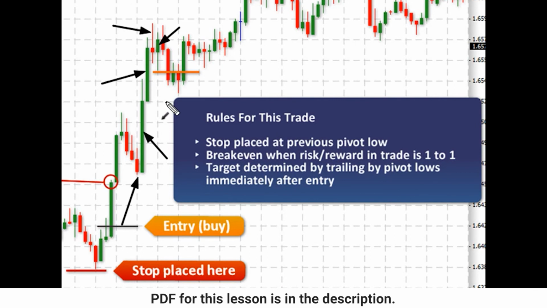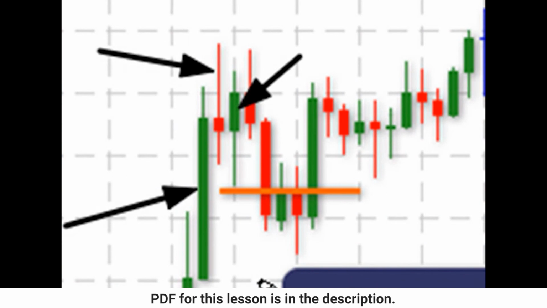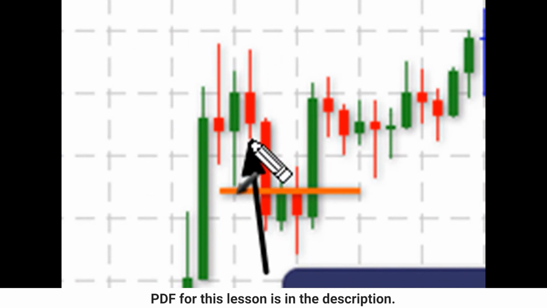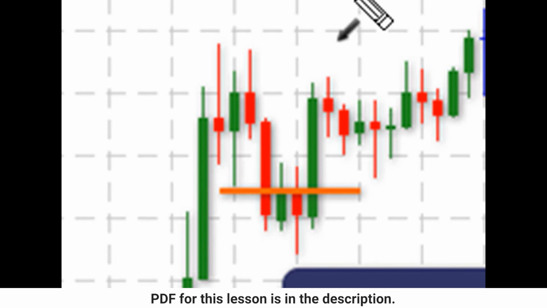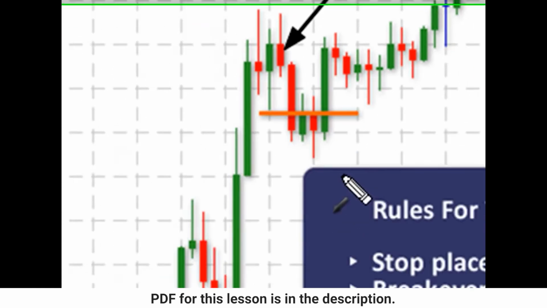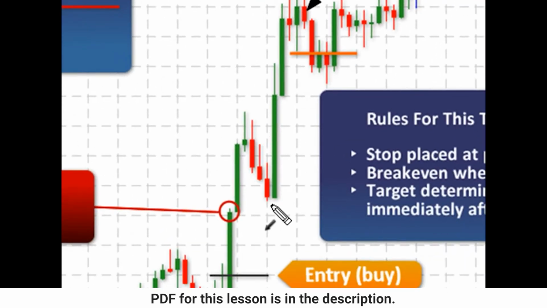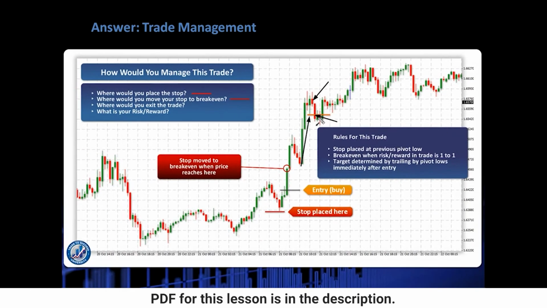What about the green bar I just indicated? Is the low of that bar a pivot low? Let's take a closer look. So on the right, I've got a higher low, and on the left, I've got a higher low. So yes, the low of this green bar is a pivot low. So at the completion of this red bar right here, I would move my stop from the low of this red bar up to the low of this green bar. And what we see is that this red bar here breaks through that stop right at the point shown, and that is where we would exit our trade.